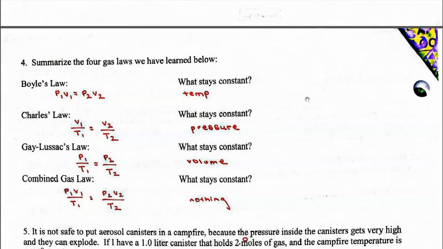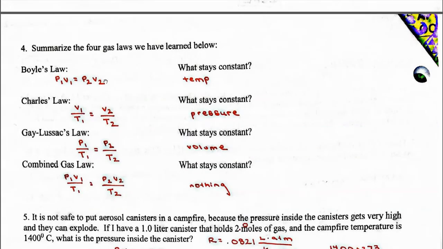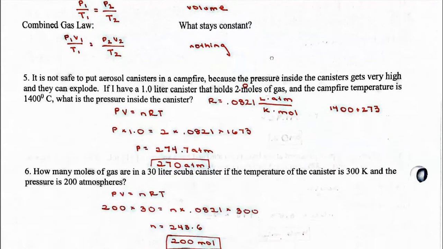This is just a nice review of all of them. Here's Boyle's law, which will be given to you on your cheat sheet. What stays constant? Your temperature. Charles' law, what stays constant? Your pressure. Gay-Lussac's law, what stays constant? Your volume. And then combined gas law, nothing stays constant.